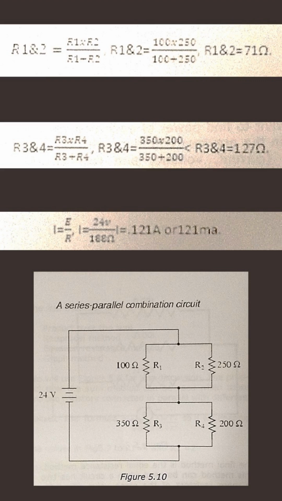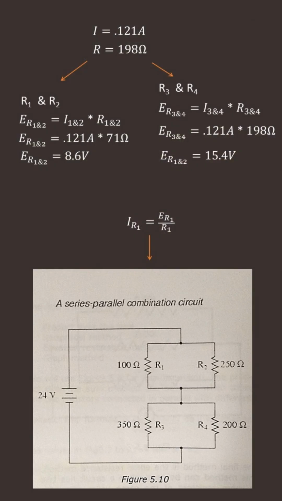Let's take it a step further to find the voltage and current drop across each individual resistor and leg. This is where you have to pay close attention and use your rules for voltage and current in both a series and parallel circuit. We have all the circuit totals: I equals 0.121 amps, E or voltage equals 24 volts, and R or resistance equals 198 ohms. We broke the circuit down to two series circuits, R1 and 2, and R3 and 4. We should find the current first because of the rule.